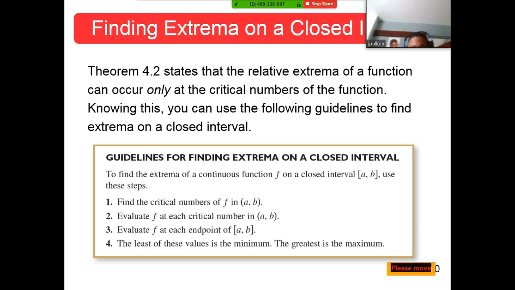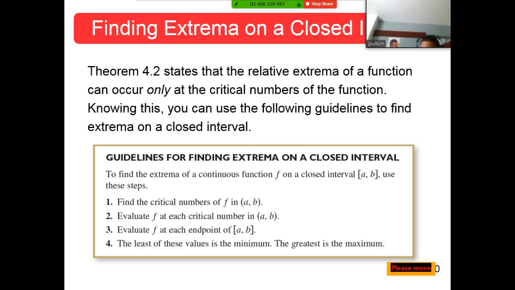Take a derivative, set it equal to 0, find where it doesn't exist. Number 2, evaluate f at each of the critical numbers. Now notice that in AB, these a and b are in parentheses, meaning the open interval a to b, because you don't find derivatives at an endpoint. You only find derivatives inside the interval. So that's on the open interval a to b.